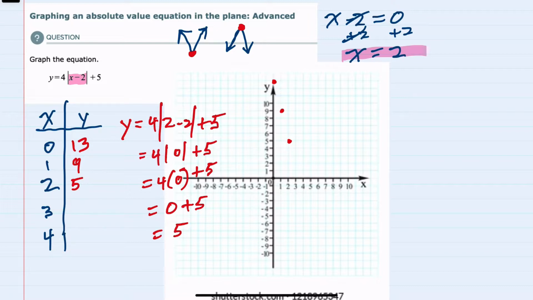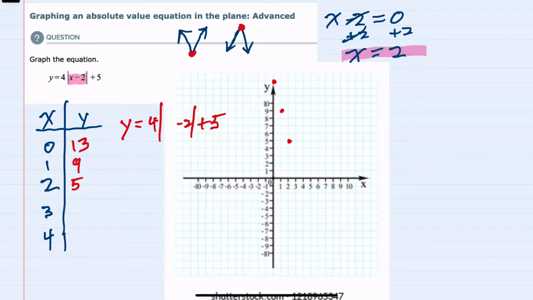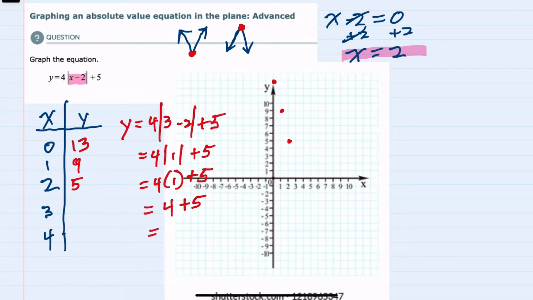And to find out, I'm going to move on to my x equals 3. Replacing x this time with a positive 3, I now have the absolute value of 3 minus 2, which is 1. The absolute value of 1 is 1. Multiplication would give us 4 times 1 is 4, plus 5. So again, I have 9. This time the point 3, 9. So on my graph, I move to x equals 3, y equals 9, and I'm starting to see that V shape.